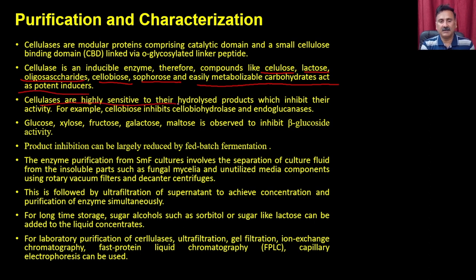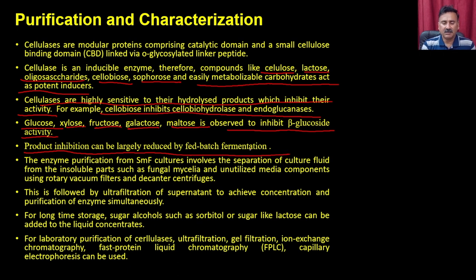Cellulases are highly sensitive to their hydrolyzed products, which inhibit their activity. For example, cellobiose inhibits cellobiohydrolase and endoglucanase. Glucose, xylose, fructose, galactose, and maltose are observed to inhibit the beta-glucosidase activity. Product inhibition can be largely reduced by fed batch fermentations.